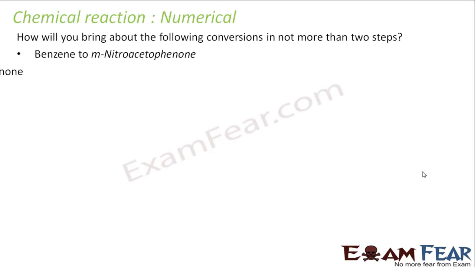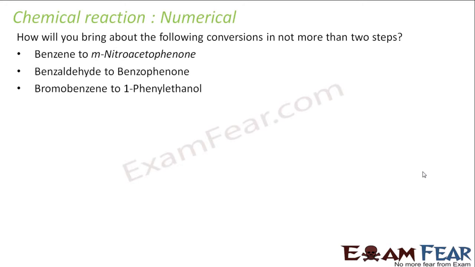Next we have to bring out these conversions. Benzene to m-nitroacetophenone. I think you have done this. I'll not do this again. We'll do first Friedel-Crafts acylation. We'll make it acetophenone, and then I'll react this with nitric acid in the presence of sulfuric acid. I'll get m-nitroacetophenone. We have done this.